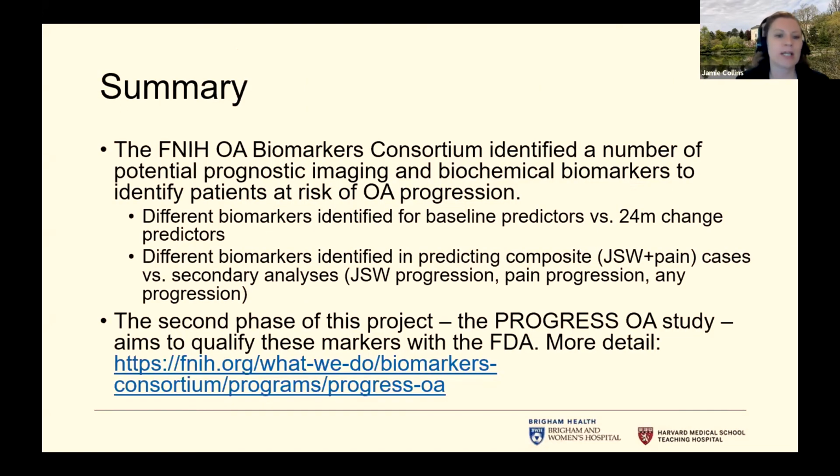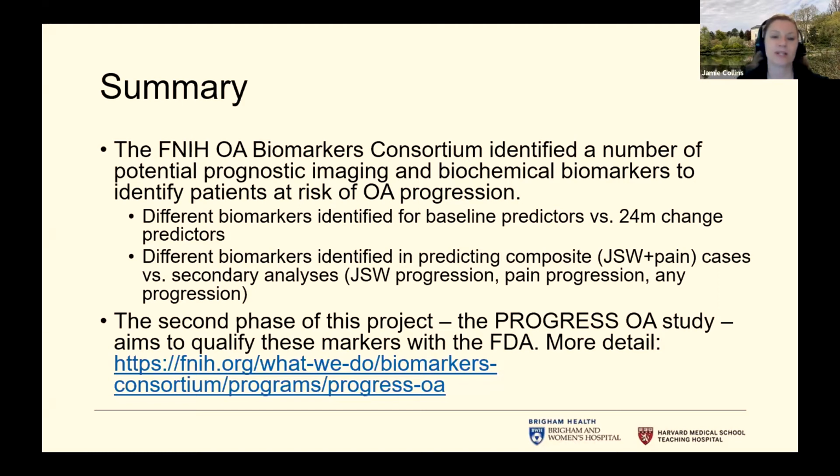So just in summary, the FNIH OA Biomarkers Consortium identified a number of potential prognostic imaging and biochemical markers to identify patients at risk of OA progression. I'd like to emphasize here that different biomarkers were identified at baseline versus change over 24 months. So again, it's a question: are we looking at a prognostic biomarker or a surrogate endpoint?